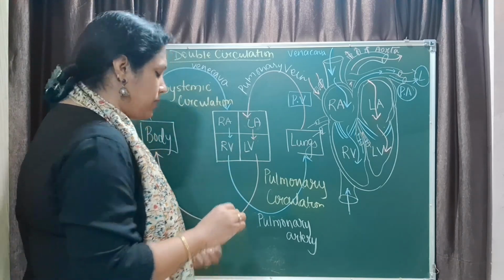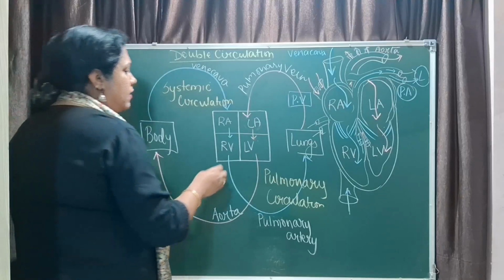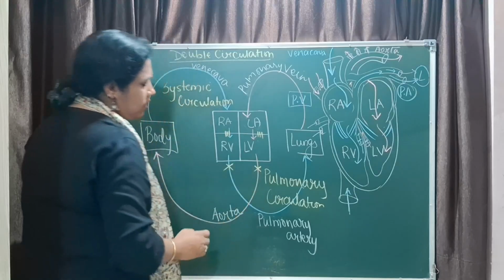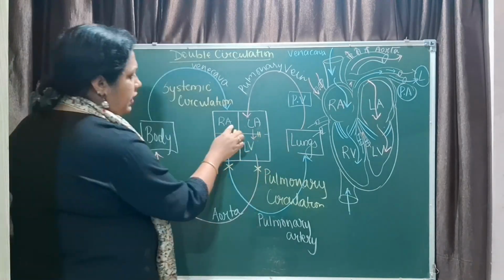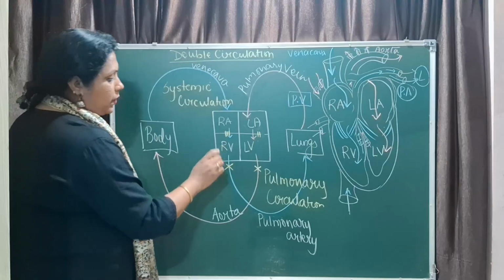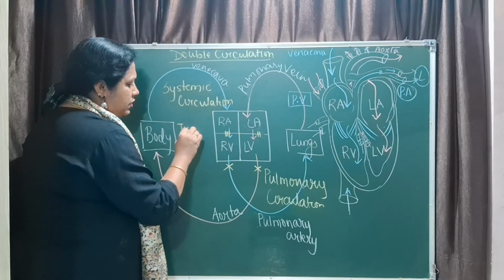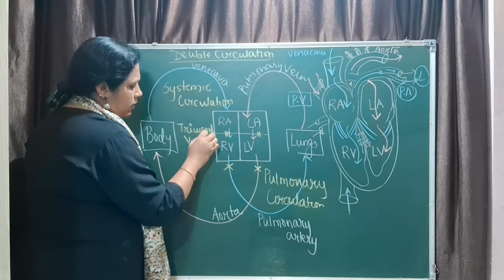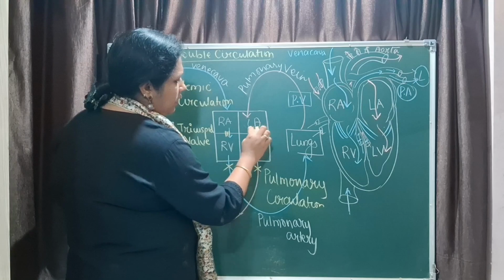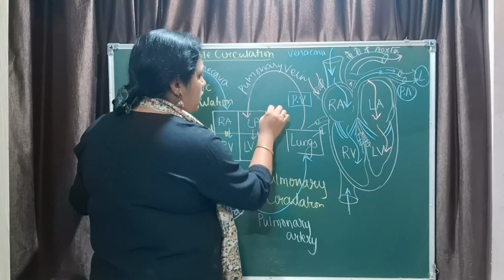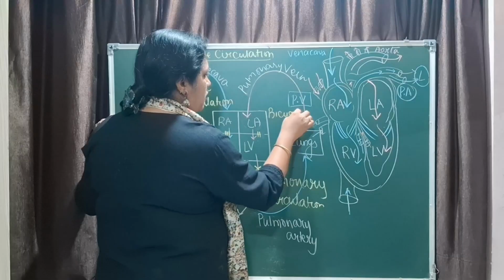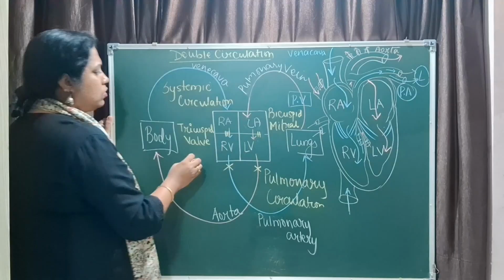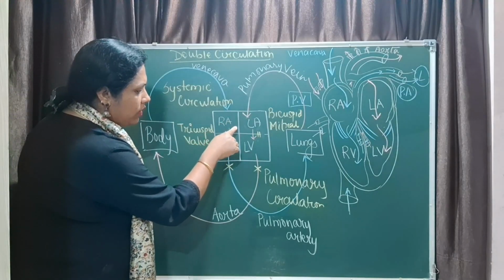Now there are something called valves. There is a valve present here, here, here and here. The valve present between the right auricle and the right ventricle is called the tricuspid valve. And the valve present between the left auricle and the left ventricle is called the bicuspid valve. The other name is the mitral valve. These two are the valves present between the auricle and the ventricle.